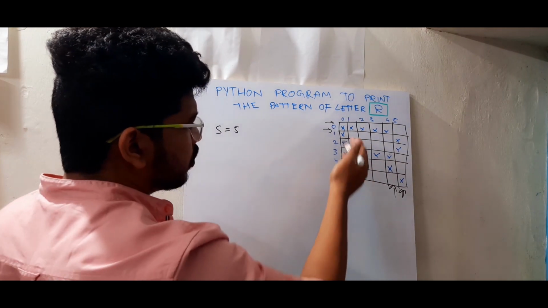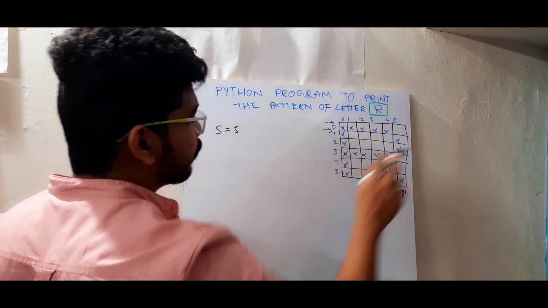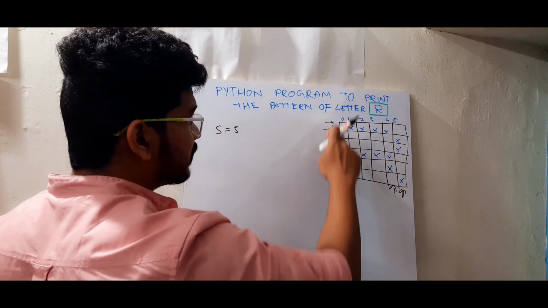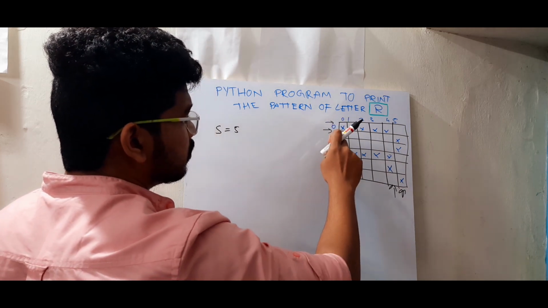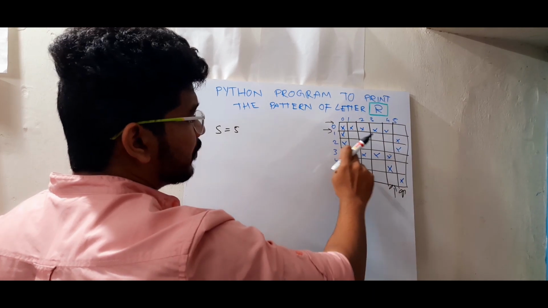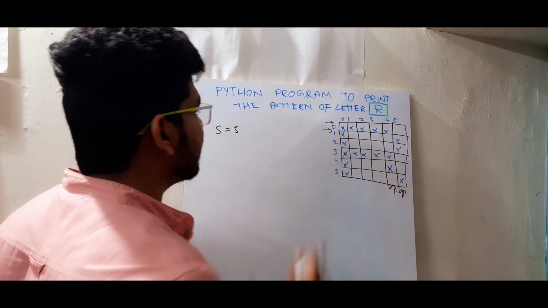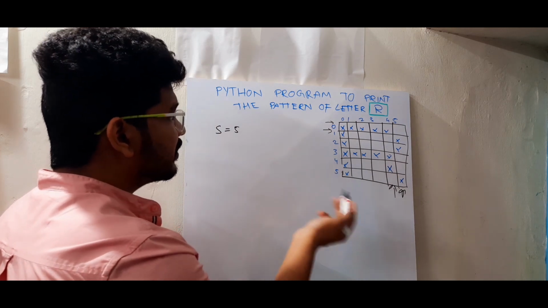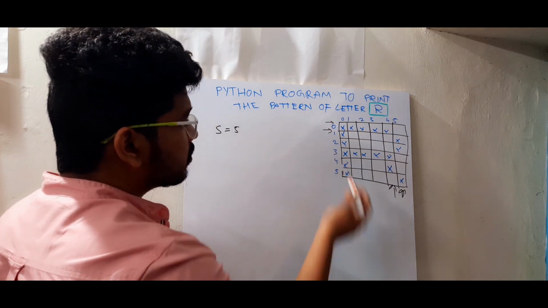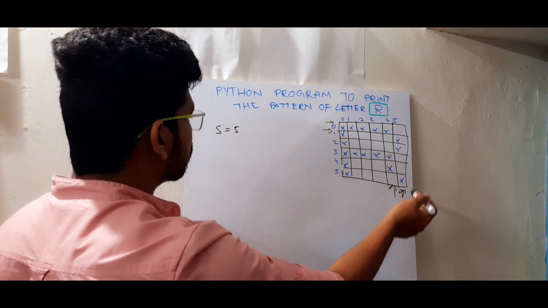So there will be 1, 2, 3, 4, and 5 conditions total. One for the first column, one for the first row, one for the middle row, one for the last column, and another one for this slanting line. So first, now loop these rows and columns. You know, these are called rows and these are called columns.